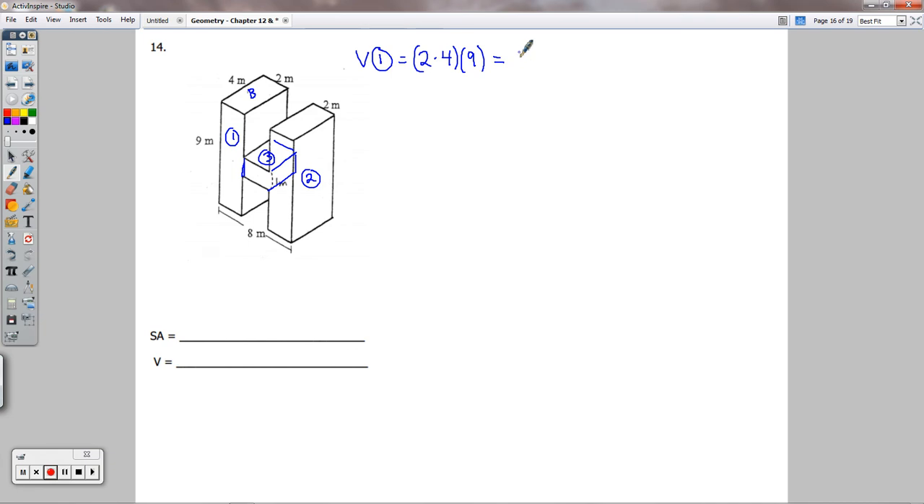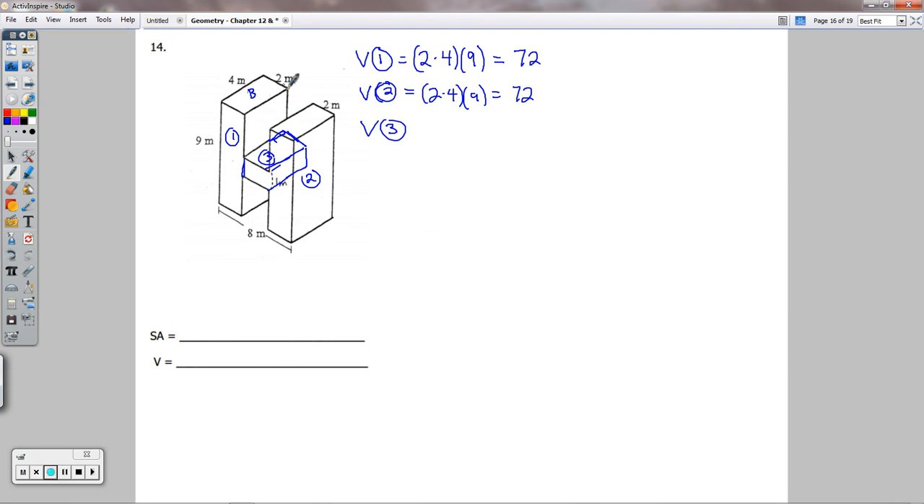So you'd have 8 times 9, 72. The volume of 2 is going to be the same thing. So 2 times 4 times 9, another 72, and the volume of 3, that rectangular prism, looks like it would be 1 by 4. I didn't go far enough with this. That should have been 2. Should have been all the way back to there. It would go that far. So this would be 4 from here to here.